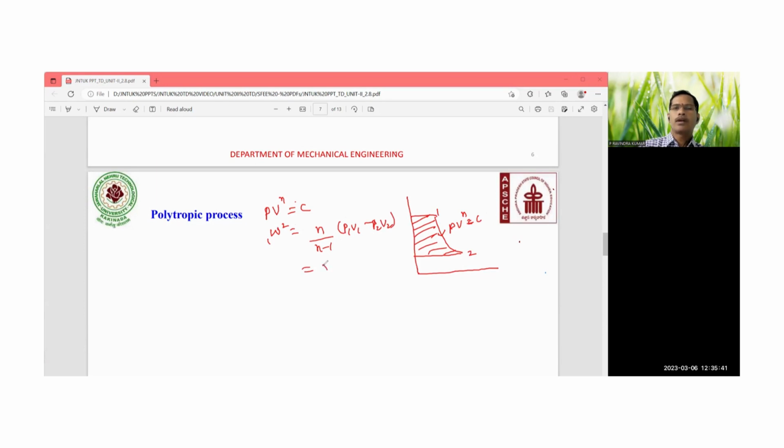Then this is mR, let me write it here: n by n minus 1, mR (T1 minus T2), n by n minus 1, right? Or else, let me write once again. That is equal to n by n minus 1 (P1V1 minus P2V2), that is nothing but equal to n by n minus 1 mR (T1 minus T2). So this is the work done.